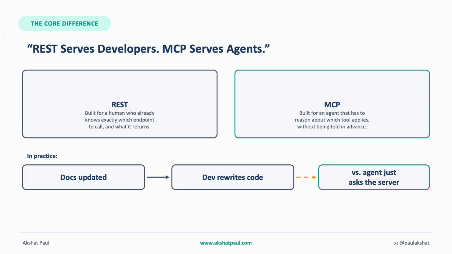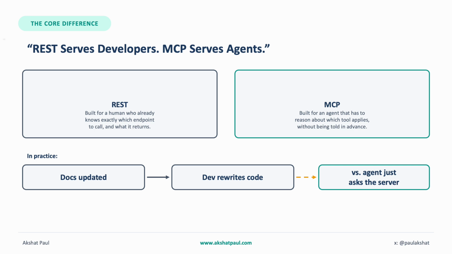So here's the line I want you to take away from this whole video, if nothing else. REST serves developers, MCP serves agents. That's it. That's the whole disagreement boiled down. Play that forward and you get real practical consequences. If a REST API adds a new endpoint or changes a parameter, what has to happen? Someone updates the docs, and then a developer, a human, has to go read those docs and rewrite their integration code. That's the loop. Docs change, human notices, human rewrites code.